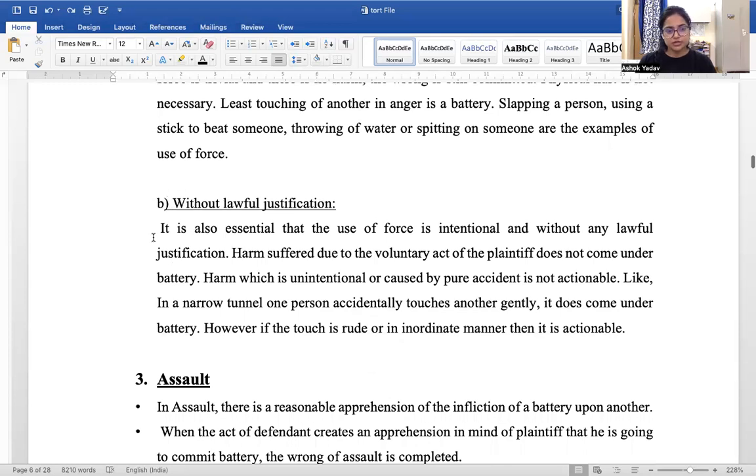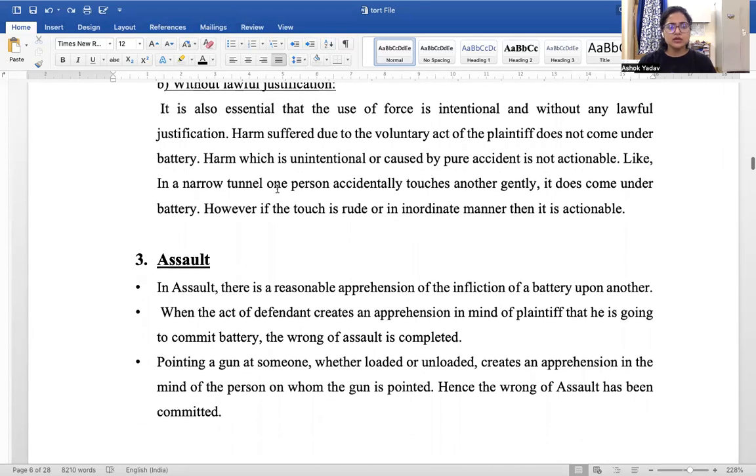Without lawful justification. It is also essential that the use of force is intentional and without any lawful justification. Harm suffered due to the voluntary action of the plaintiff does not come under battery. Harm which is unintentional or caused by pure accident is not actionable. Like in a narrow tunnel, one person accidentally touches another gently, it does not come under battery. However, if the touch is rude or in an inordinate manner, then it is actionable.